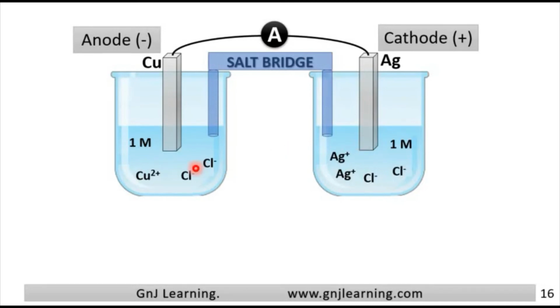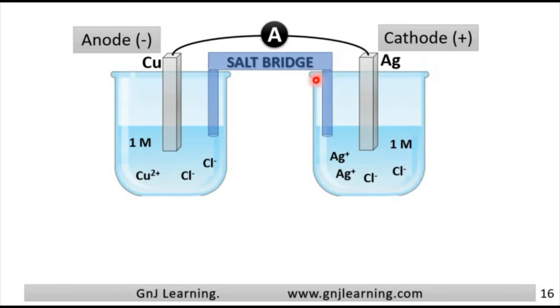And at the anode it is the oxidation reaction, and you can see Cu is the reduced part, it gets oxidized to Cu2+. So Cu is the reducing agent and it gets oxidized to Cu2+. So the oxidation reaction is Cu to Cu2+ and the reduction reaction is Ag+ to Ag.